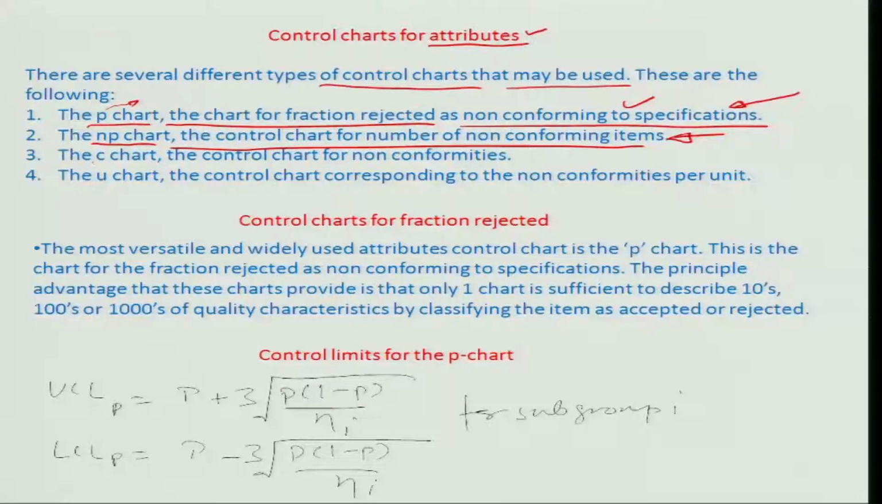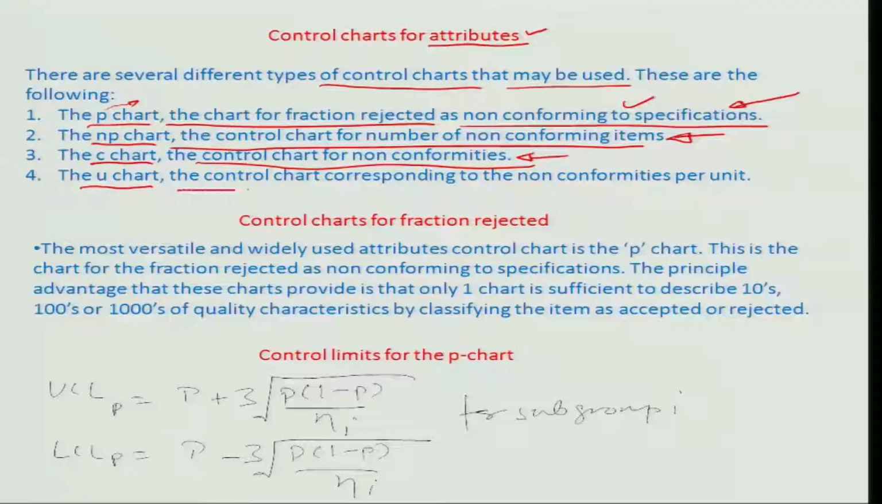Then there is another chart, the C chart, which is the control chart for non-conformities. The C is typically the number of occurrences of a certain non-conformity and is estimated through the Poisson distribution as we have detailed earlier. And then the U chart, where the control chart corresponds to the number of non-conformities per unit.